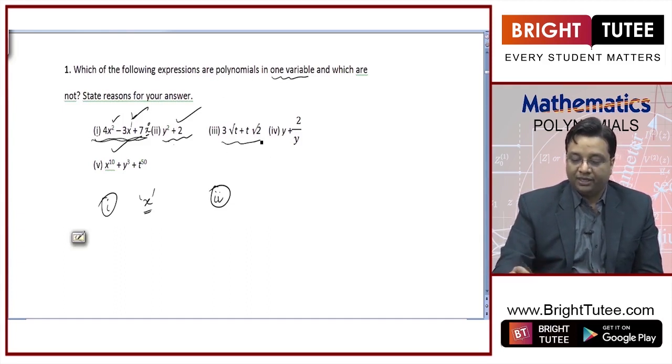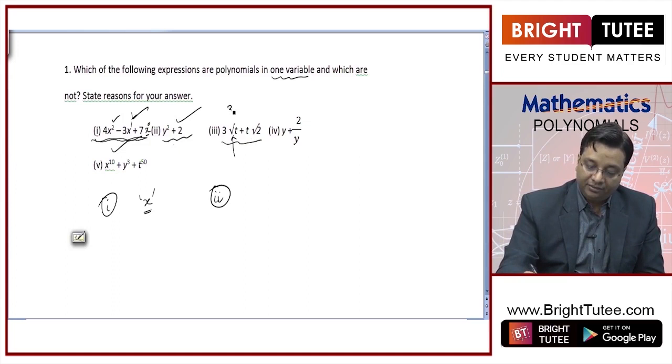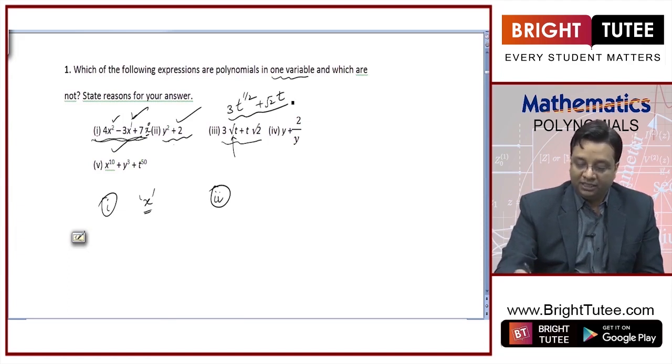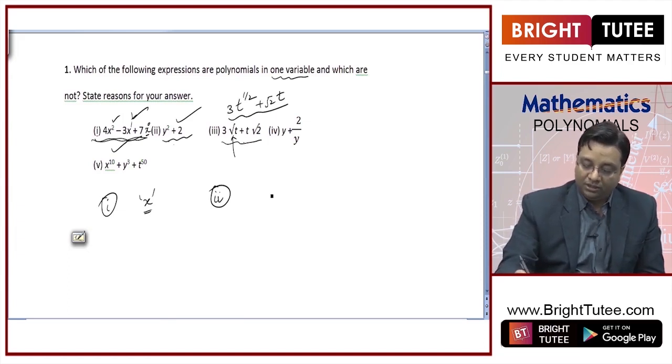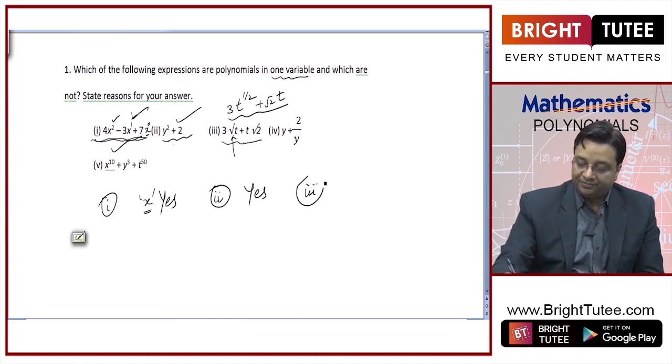Look at this one. The variable involved is t. But look at the powers of t. This power of t, that is root t, means 3t raised to power 1 by 2 plus root 2t. This is the expression given. Is it a polynomial? No. So for the first part it is yes. For the second part it is yes, it is a polynomial in one variable. For the third part it is not a polynomial.